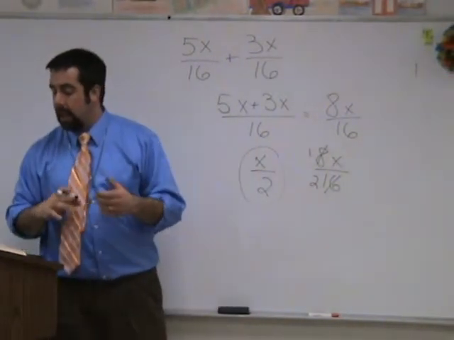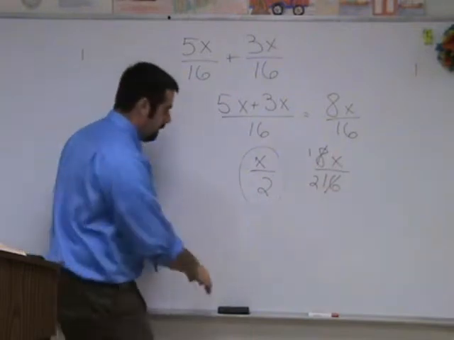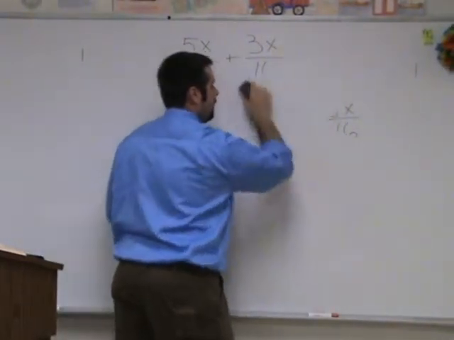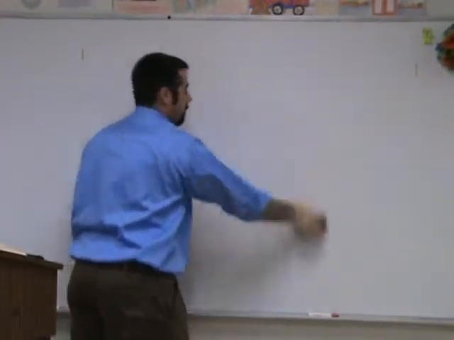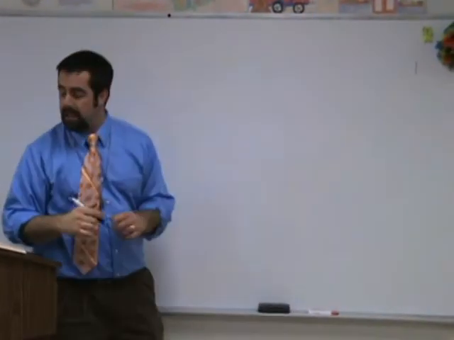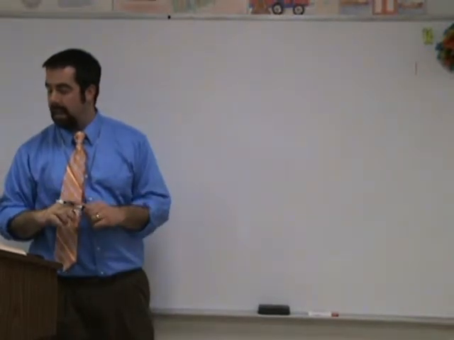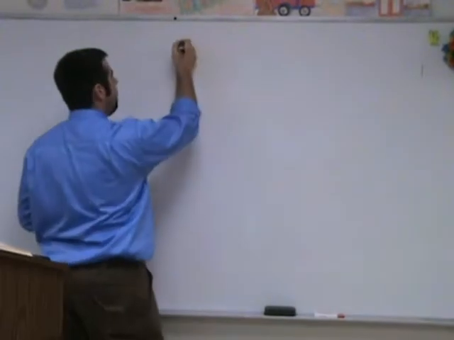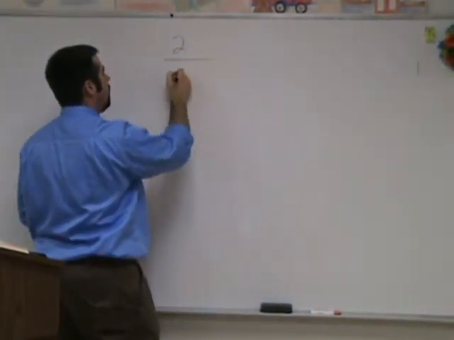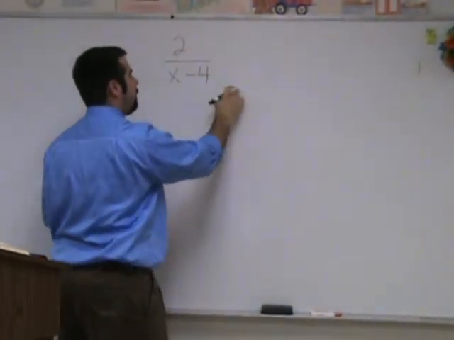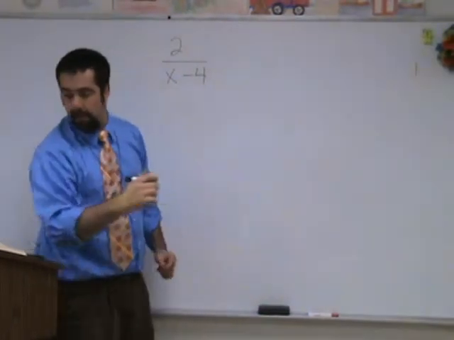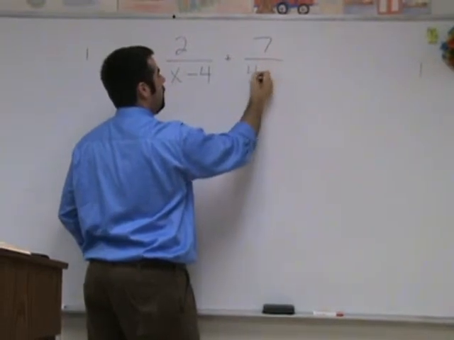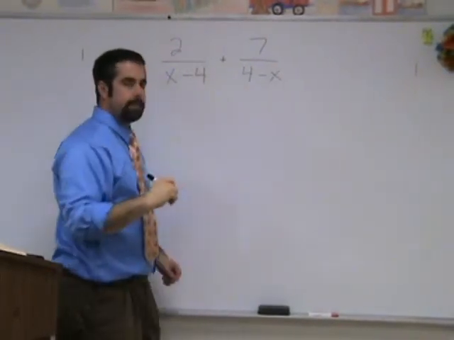I could have something a little more complicated. So in that case, my denominators were very clearly the same, but it could be the case that my denominators are similar but slightly different. So for example, if I had 2 over x minus 4, and to this I'm going to add 7 over 4 minus x.